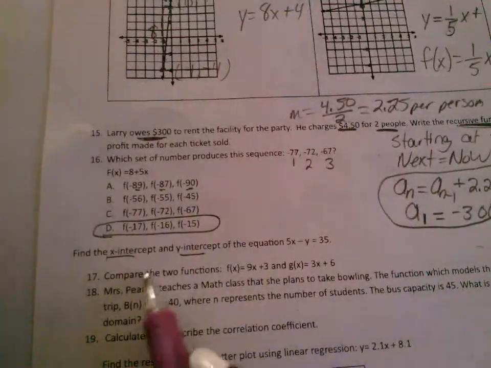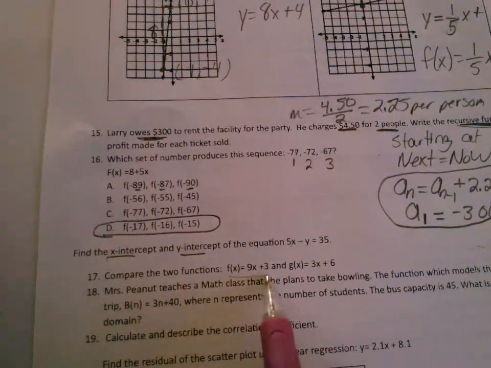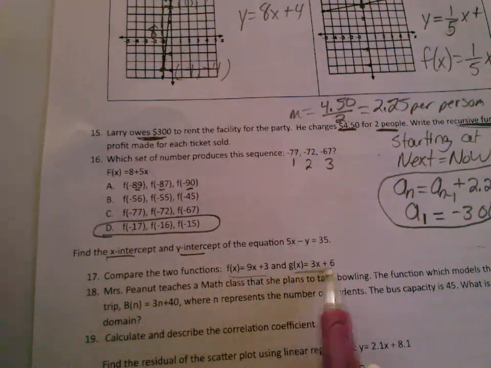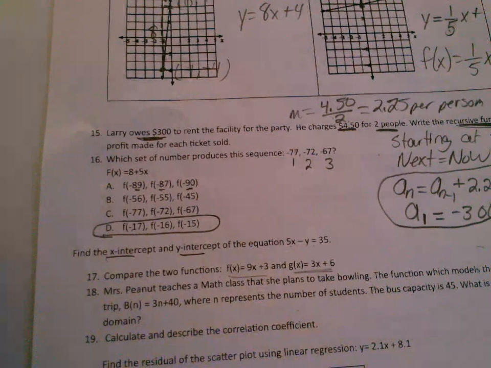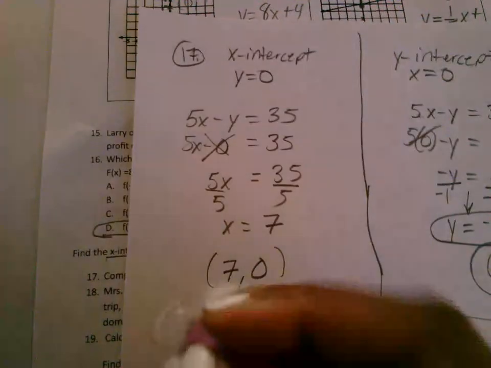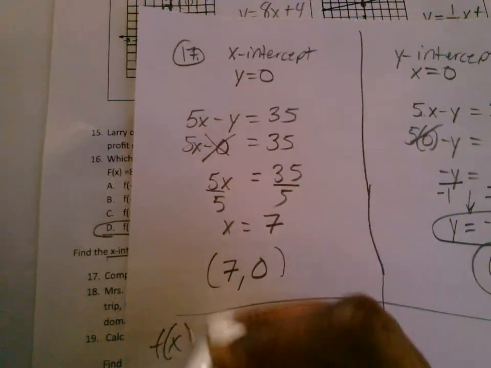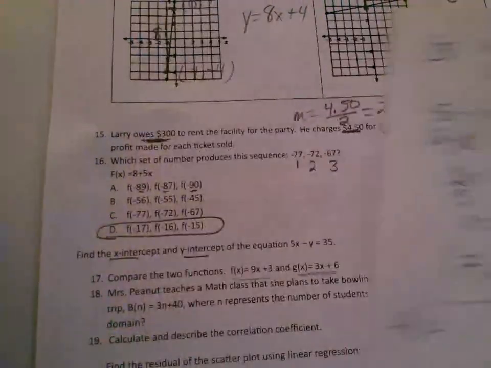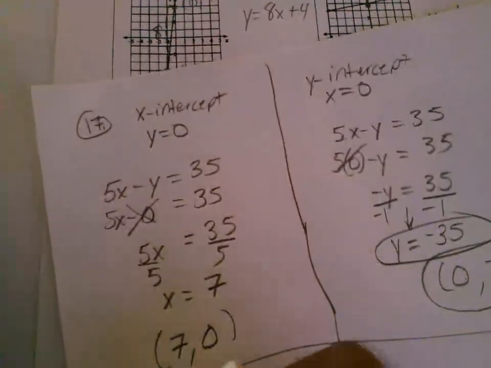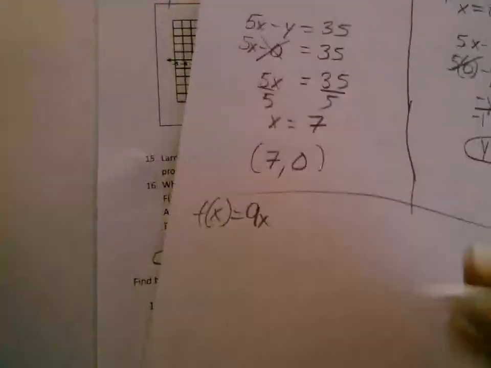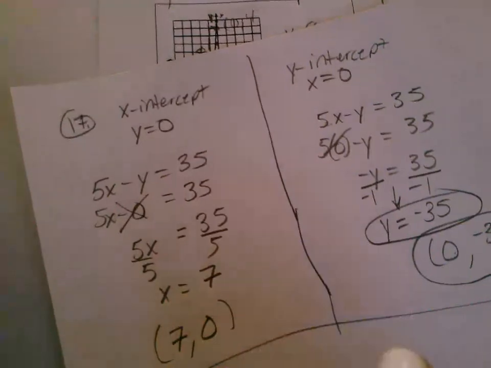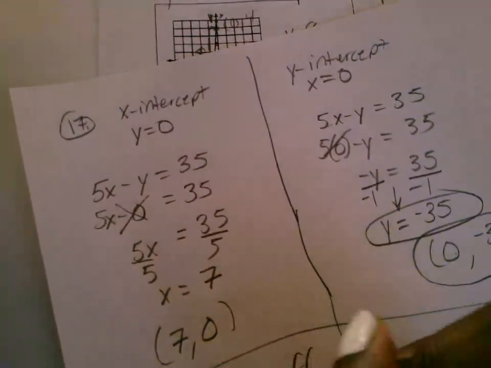So look at this one. Now number 17. Compare two functions. These are the two functions. Now we're going to see what these functions have in common. So we got f of x is equal to 9x plus 3. And the other equation is g of x.